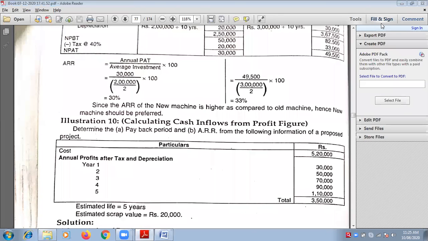There is a project in which I want to invest my money, and the cost of the project is 5,20,000. Annual profits are given, but what kind of profit is available to you? That you have to check. What profit is available? Profit after tax and depreciation.